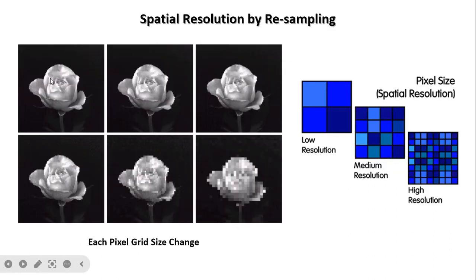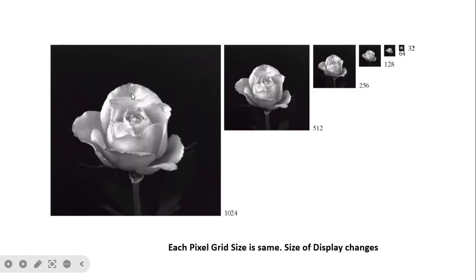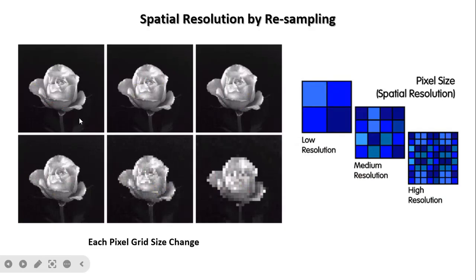Now we can see that this is the rose flower and there is a change from this image to this image, but we can't see it easily with our eye. But from this second row we can easily find out that degradation is there. For example, if we see this image of 1024 by 1024, so that much fine grid is there, so more pixels are here and we are getting the fine detail.